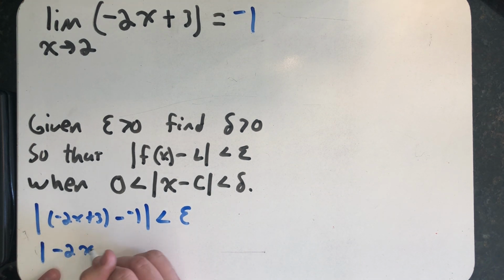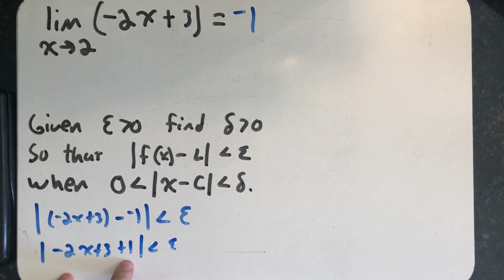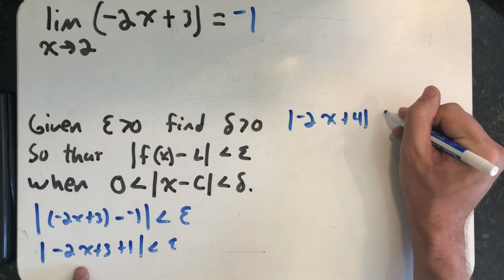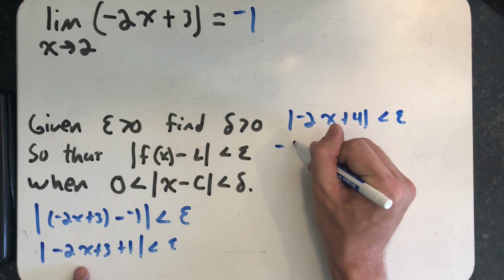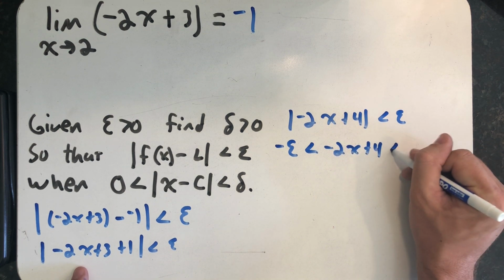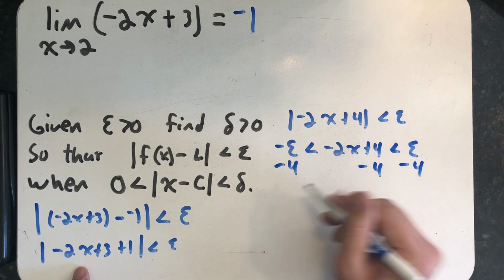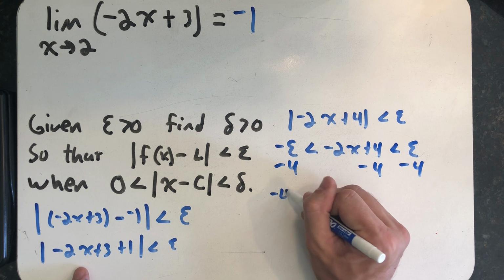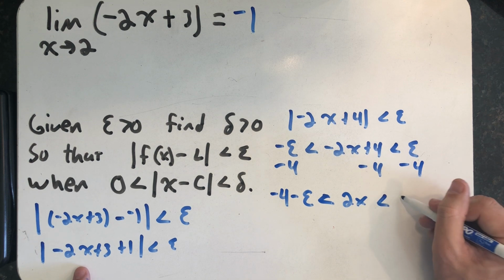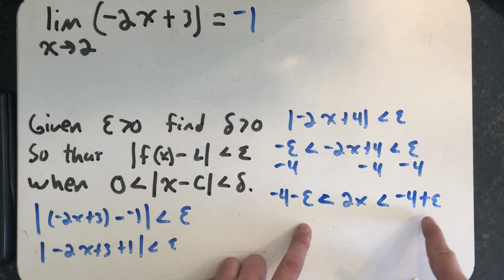Well, let's see what happens here. I can get rid of those unnecessary parentheses and I'll have some like terms to deal with. 3 and 1 make 4. And now I can do the trick that always works, where I rewrite this statement without the absolute values. Now I need to take 4 away from every side. That would give me this inequality, that minus 2x is between minus 4 minus epsilon and minus 4 plus epsilon.